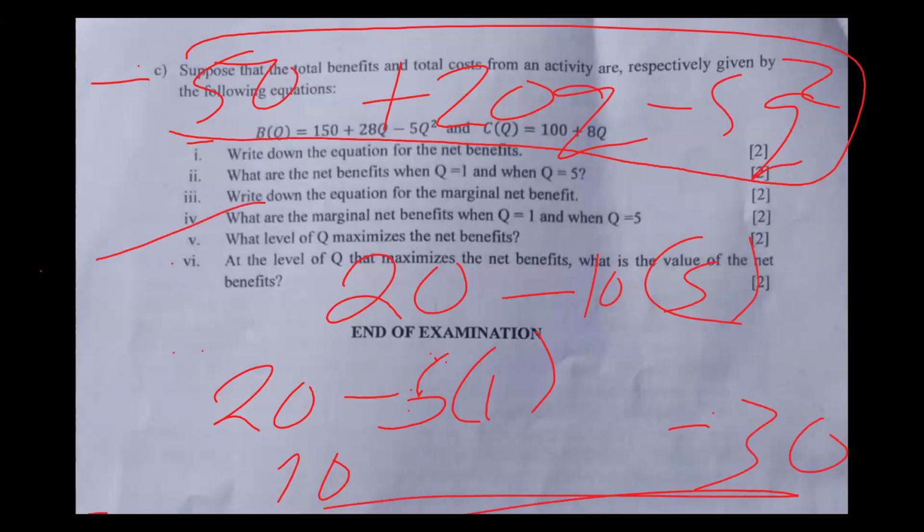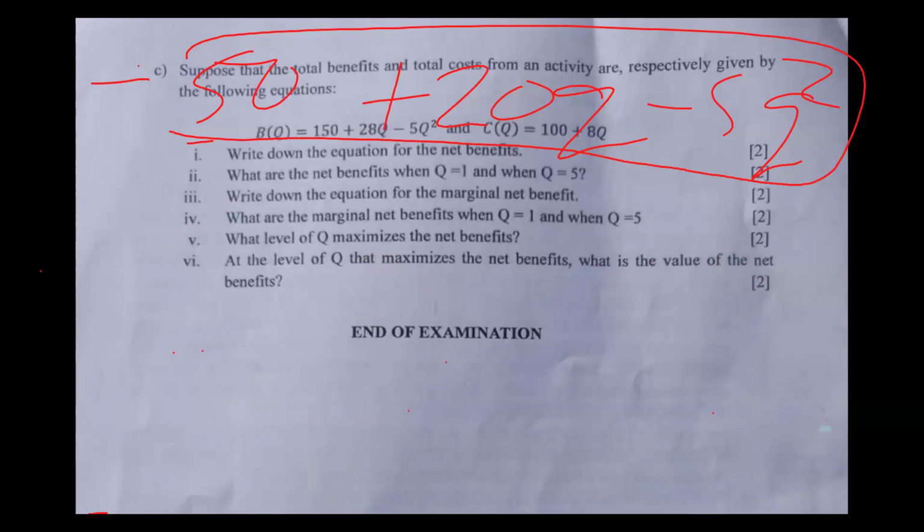Now, what level of Q maximizes the net benefit? This is what they're asking. Is it Q1? Is it Q2? So the value of the net benefit at Q2, if you substitute into the net benefit, this one, it will actually be equal to 7, so which is better. At least it does maximize.